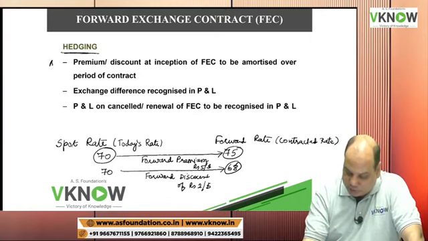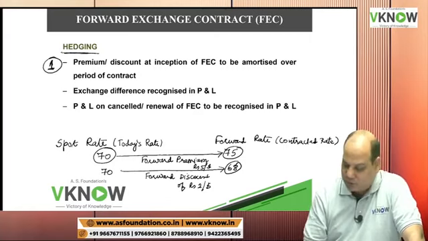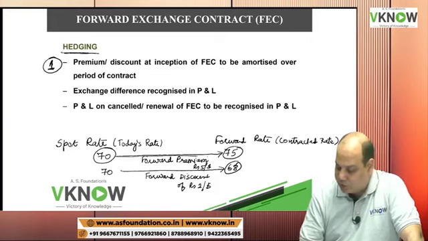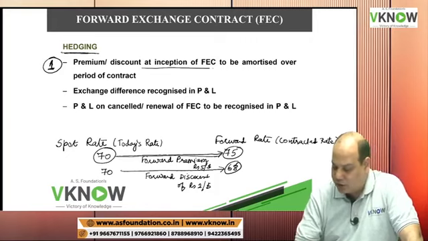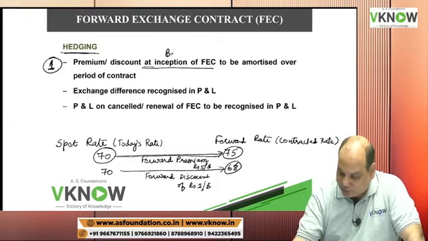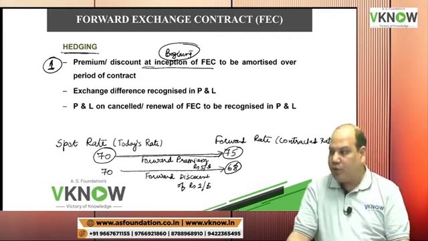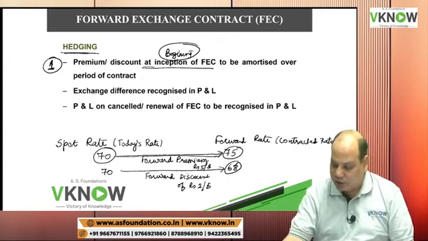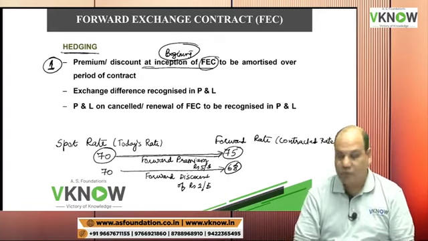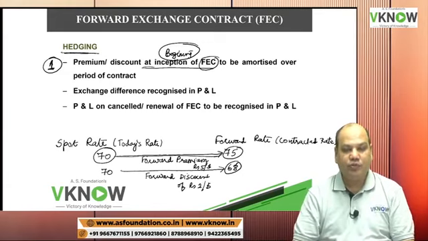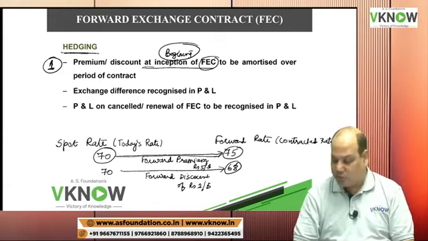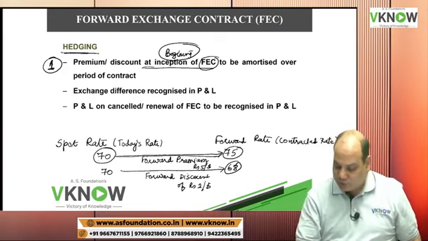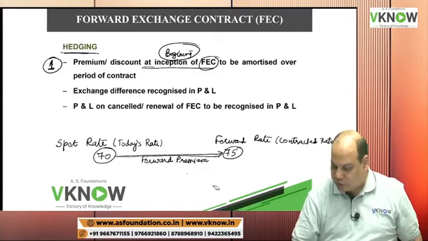So the first point to be kept in mind is this forward premium or discount at the inception, means at the beginning. Forward premium or discount at the inception of the forward exchange contract, FEC means forward exchange contract, will be amortized over the period of the contract. Now understand the first one. I will take the first one only to explain, so no confusion.